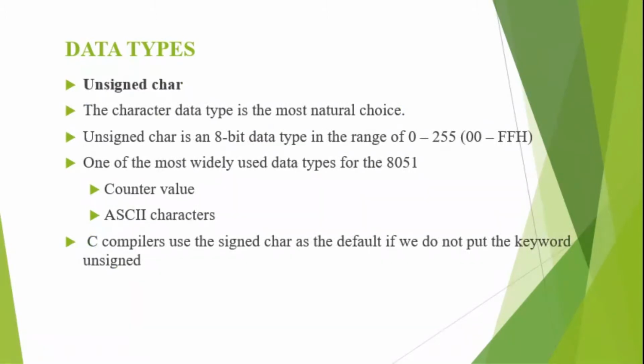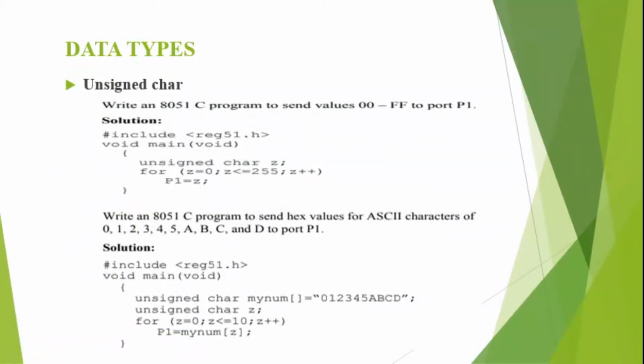Unsigned char, the character data type, is the most natural choice for programmers since the 8051 microcontroller is 8-bit. The unsigned char is an 8-bit data type and the range is 0 to 255 or 00 to FFH. So it is the most widely used data type for 8051. It can be used as a counter value and for ASCII characters. The C compilers use signed char as the default data type if the keyword unsigned is not used. Let us see examples for the unsigned char data type.